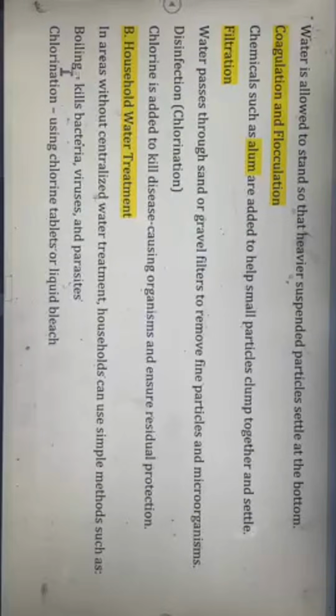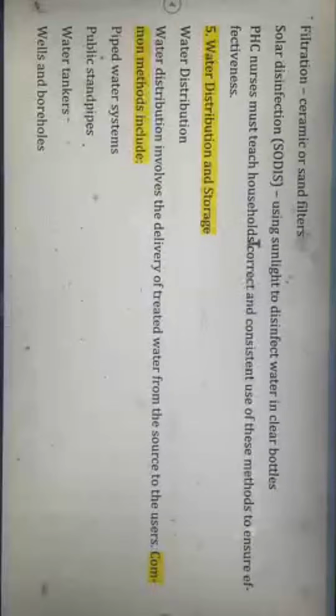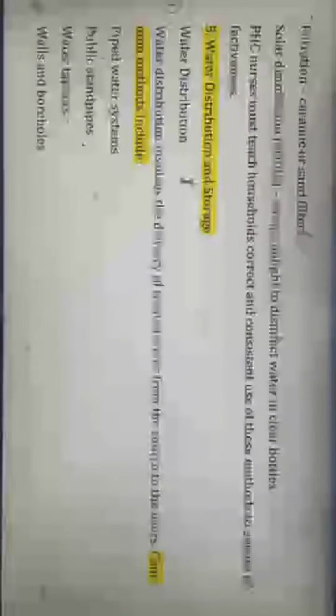The next is what? Adding what? Chlorine can kill bacteria. Next is what? Using filters to filter out heavy particles and dirt. Now this one is use of what? Sunlight. Putting water in a clear bottle and putting it in the sun. That heat from the sun can lead to a level of what? Disinfection.